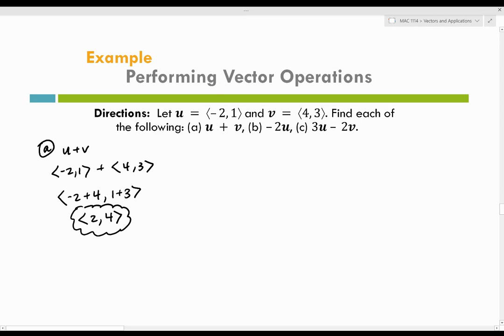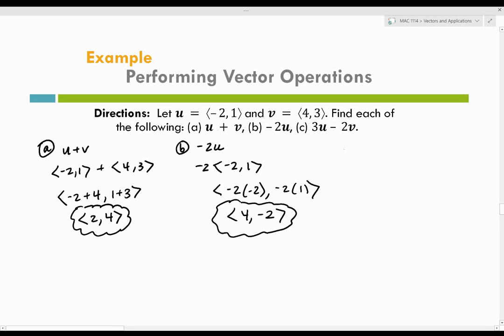All right, let's take a look at B. B says -2 times the vector u. So you're multiplying u by a scalar of -2. It's the same thing as multiplying that scalar by the horizontal and vertical components. So that would be -2 times -2 and -2 times 1. When I do that, -2 times -2 is 4, and -2 times 1 is -2. So that would be my new vector.